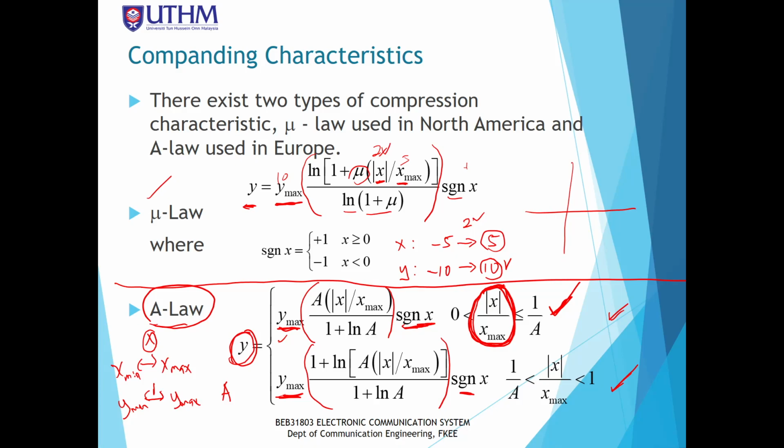And the signage of the voltage, the polarity of the voltage, whether it is positive or negative, depends on the value of input. Okay? And for the second equation, y max multiplied with 1 plus ln A multiplied with the ratio of x over x max, divided by ln A plus 1. And the polarity depends on the polarity of x.